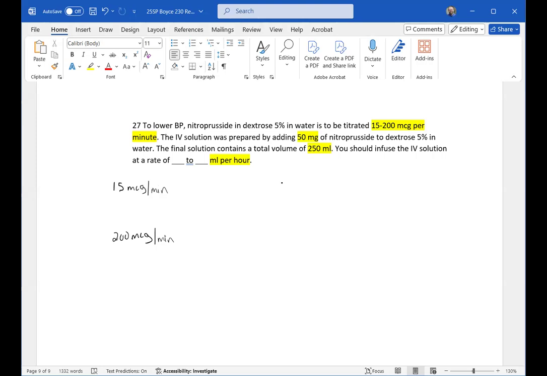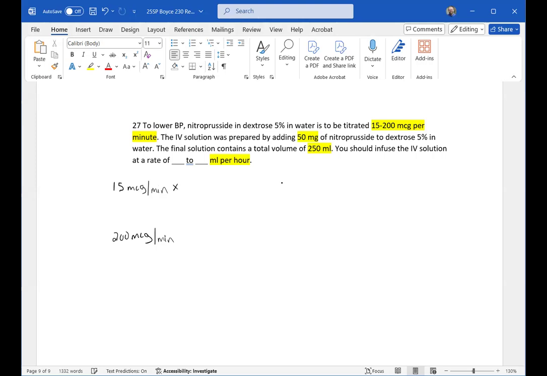So you're going to take that 15 micrograms per minute, and there's a couple things you can do here. You can convert minutes to hours. You can convert micrograms to milligrams. You can convert the 50 milligrams to micrograms. There's a couple of different strategies. I'm just going to pick one and roll with it. I want to make these microgram numbers bigger numbers, so I'm just going to convert minutes to hours.